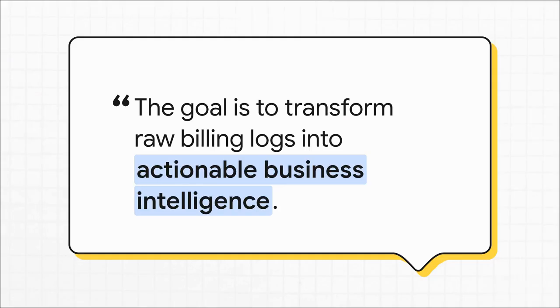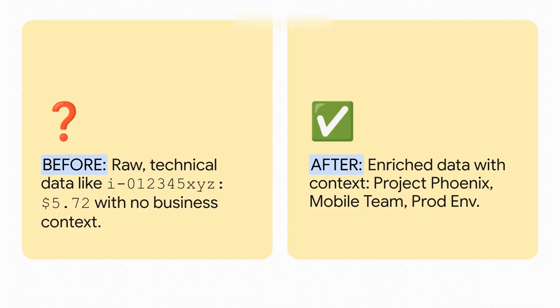The crucial point here is that we're fundamentally changing what this data is. We're not just collecting logs and moving them around. We are transforming those technical logs into strategic, actionable business intelligence that people can actually use to make decisions. And this right here makes that magic tangible. Just look at the before on the left. You've got this raw data, this instance ID. It means absolutely nothing to your finance team. But now, look at the after. Boom. Suddenly, we know that same resource is part of Project Phoenix, it's owned by the mobile team, it's running in production, and it cost exactly $5.72. It actually has meaning now.